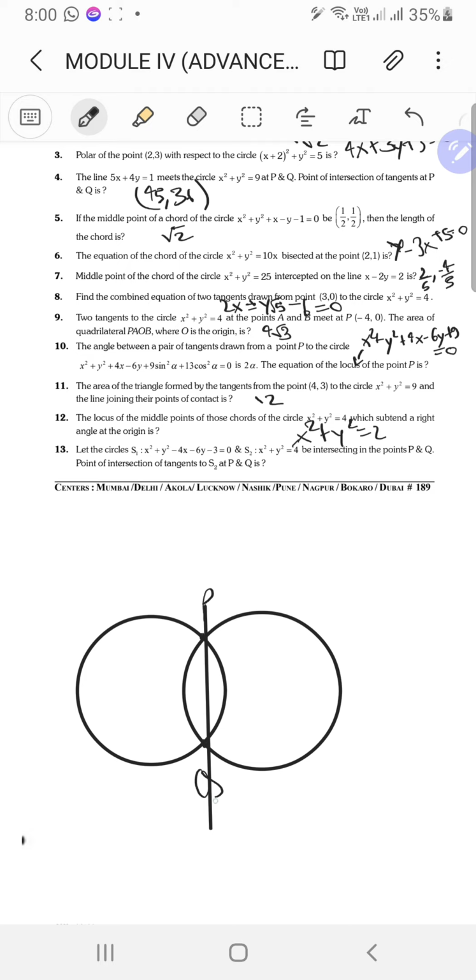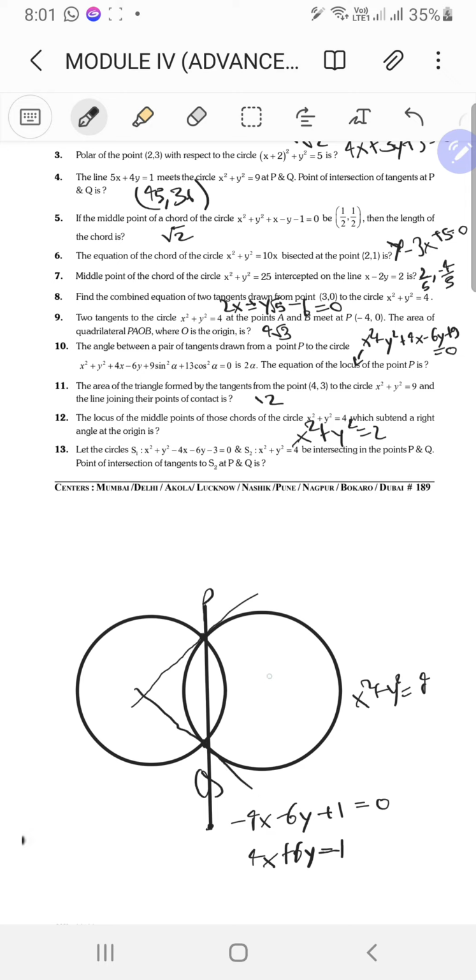So if I subtract these away, that's going to be equal to minus 4x minus 6y minus 3 minus 4, so that's plus 1 equal to 0. So 4x plus 6y equal to 1. That is this line. And this circle is x squared plus y squared equal to 4. Cool, we got this line, and what they are saying is that if we draw the tangents at P and Q for this circle S2, they're going to intersect at some point R, and we have to find the coordinates of that point R.